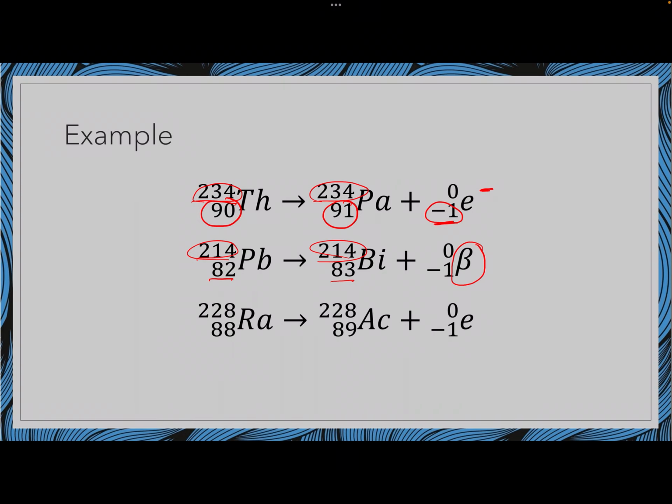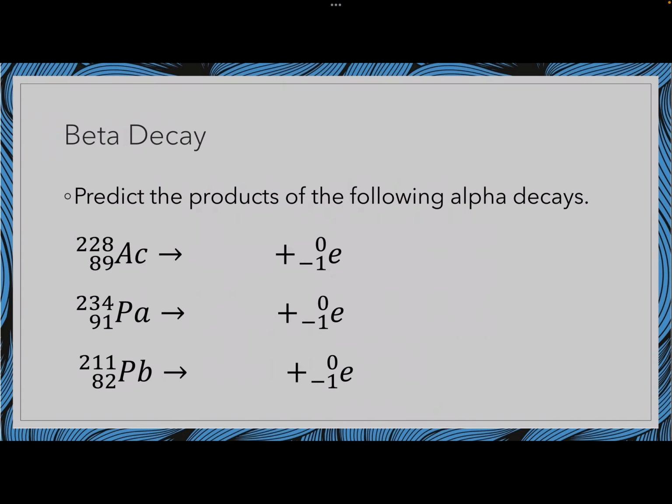So, following that, have a go at that, doing it yourself. Remember, the mass won't change, the atomic number will go up by 1, and you'll have to check your periodic table to find out what that one goes to. Okay, so pause the video, have a go at it, and we'll come back in a sec.